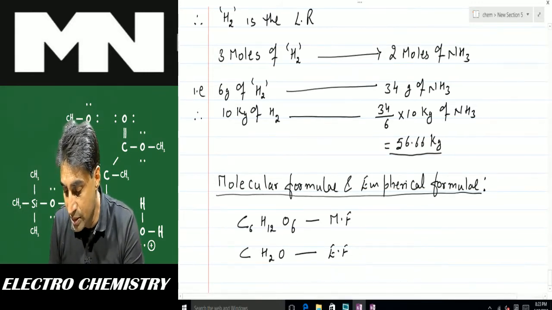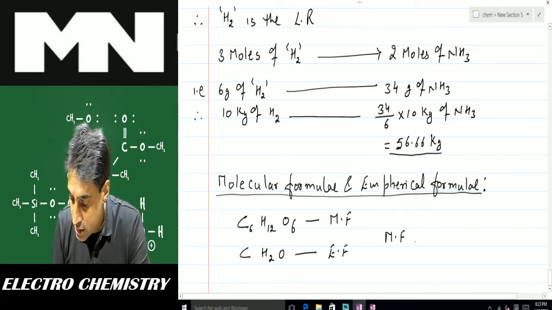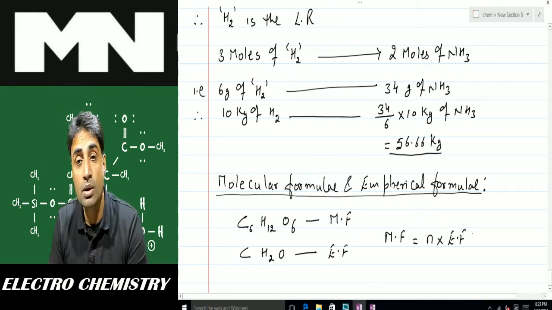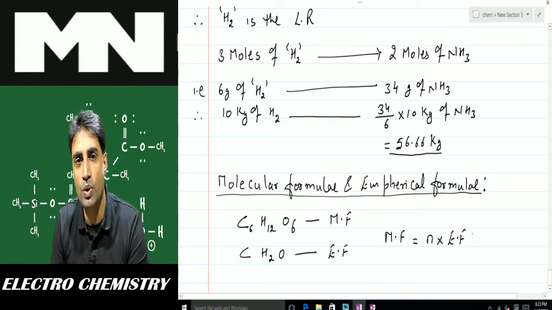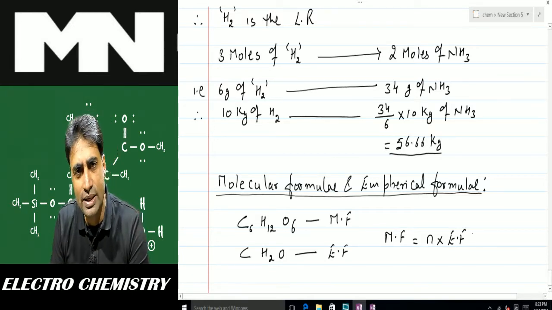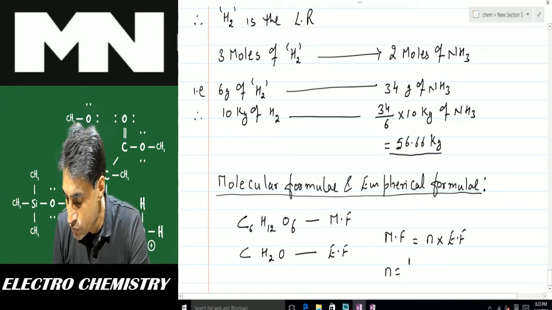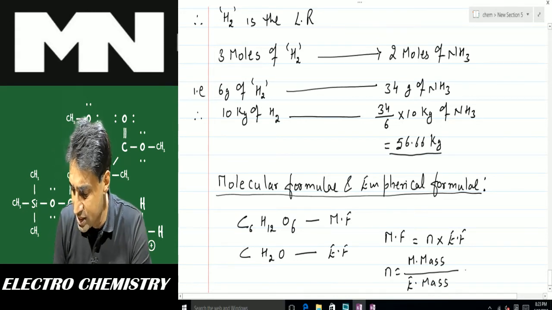Now what is the relation between empirical formula and molecular formula? We can say molecular formula is equal to N into empirical formula. Now the question comes to our mind, what is N? Well, N is any integer. It can be 1, 2, 3, 4, 5, any integer. It can never be 0 or fractional. Now the second question which comes to our mind, where from we can determine the value of N? Well, N is always equal to molar mass divided by empirical mass. I'll give you an example.